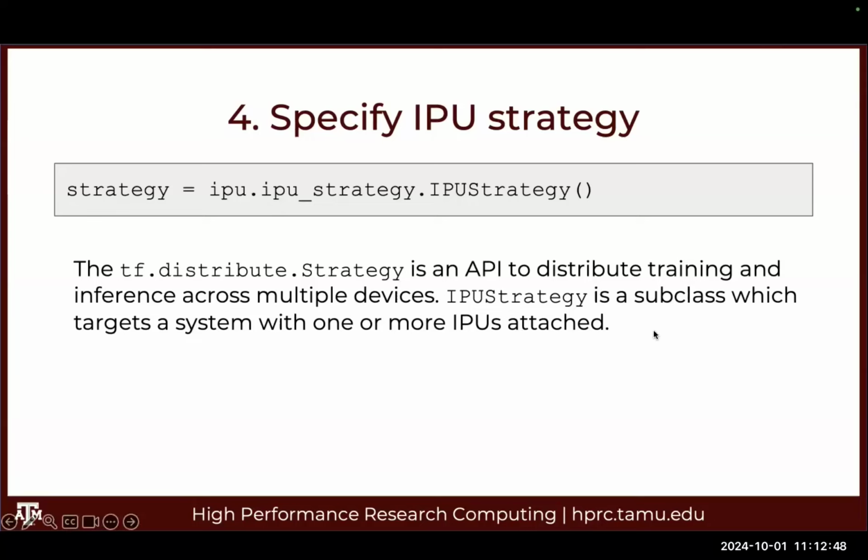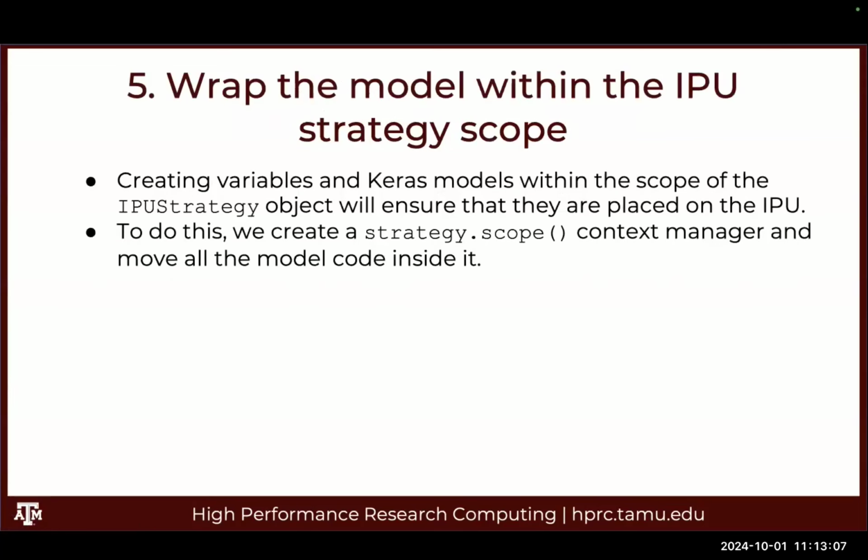IPU strategy is a subclass of the TensorFlow distributed strategy. So if your system has 1 or more IPUs, after we create this variable called strategy, we can use it. Next, we'll be creating the variables and Keras models within the scope of the IPU strategy object. So we will create a strategy.scope context manager and move all the model and code inside it.